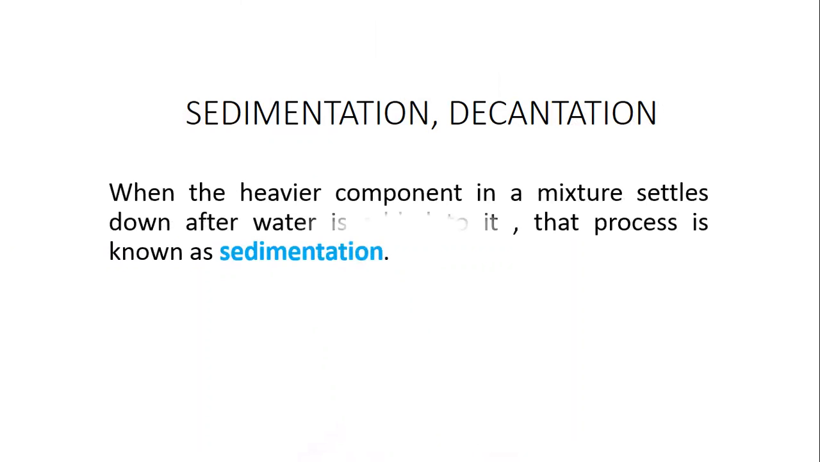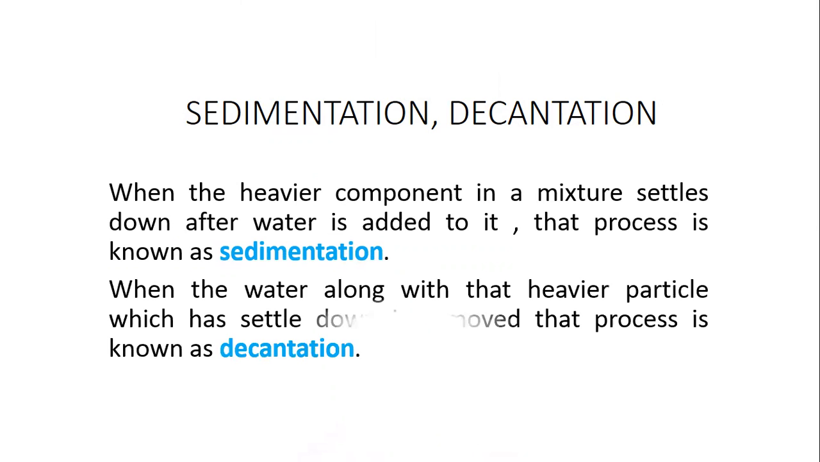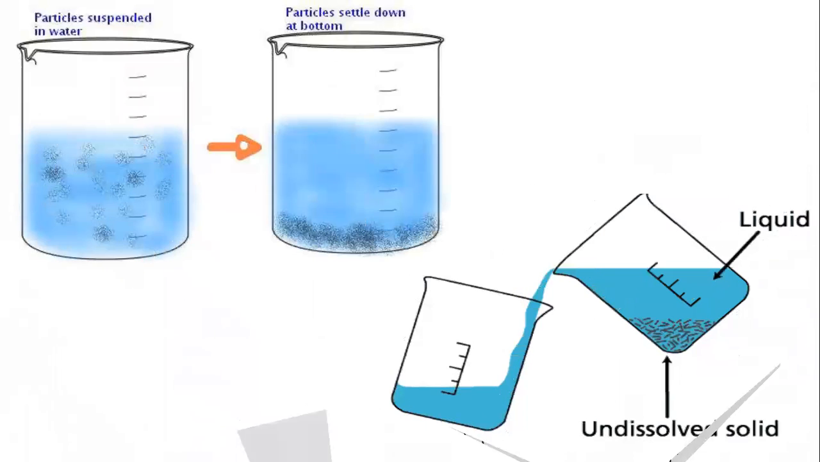Sedimentation and decantation. When the heavier component in a mixture settles down after water is added to it, that process is known as sedimentation. When the water, along with that heavier particle which has settled down, is removed, that process is known as decantation. See, these are the heavier particles which are settled down at the bottom of the water. This process is known as sedimentation.